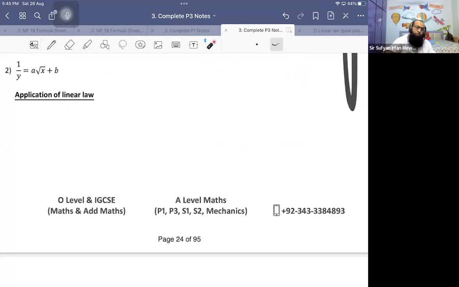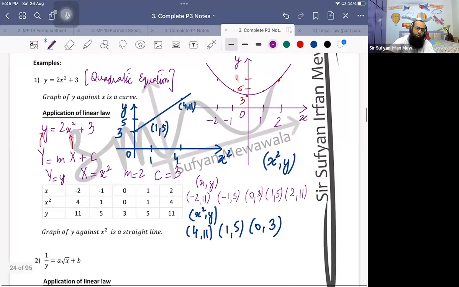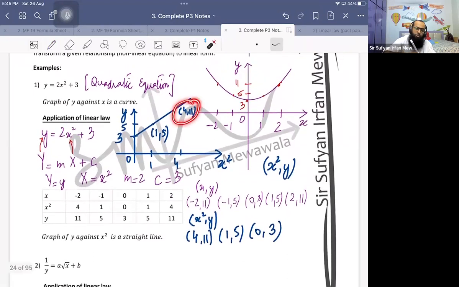Now, if you plot the graph of y against x, it will definitely not be a straight line. But if we compare this equation and write y equals mx plus c, this is the linear law. Even if you take the gradient using these points, 11 minus 5 upon 4 minus 1, 11 minus 5 is 6, and 6 upon 3, so the gradient is 2.